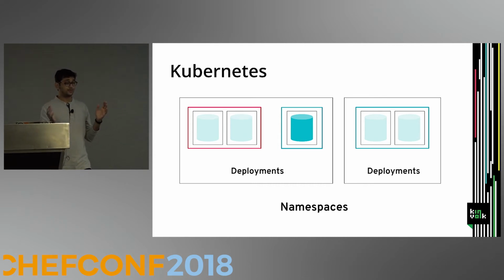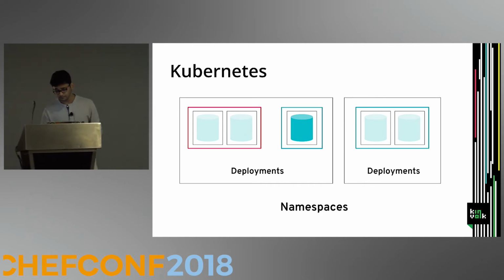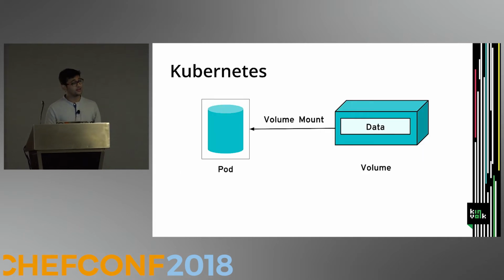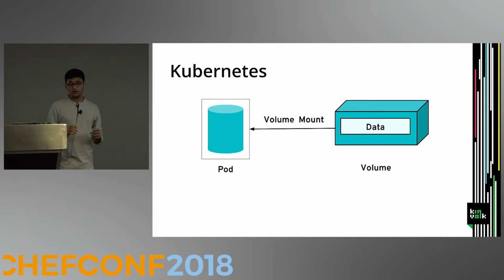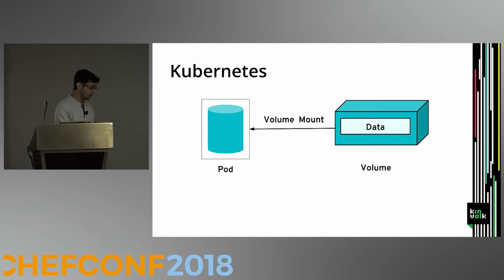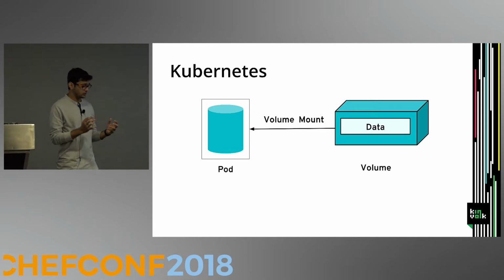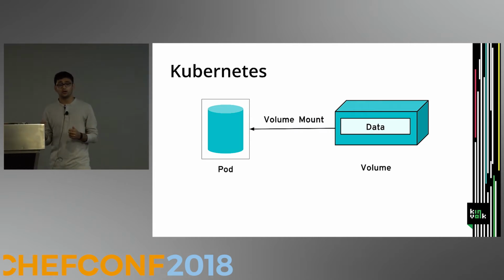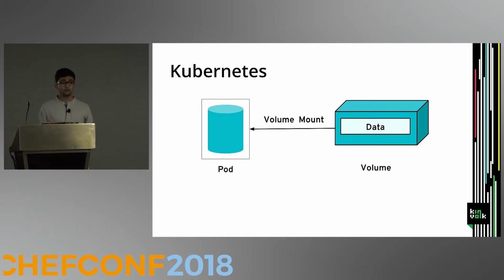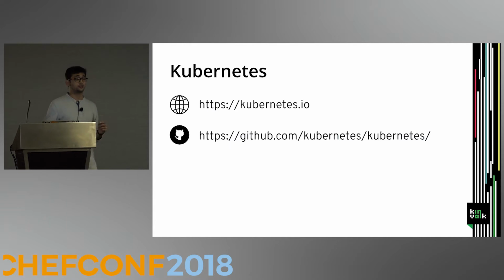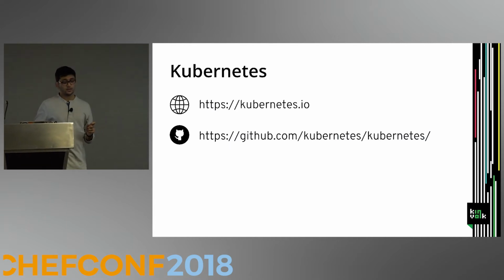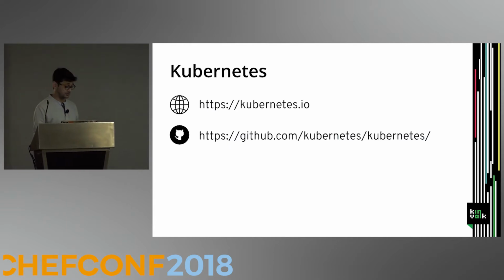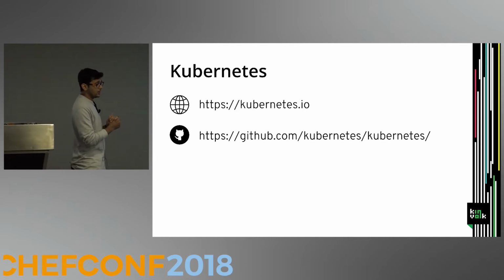Objects in different namespaces cannot interact with each other. The last concept about Kubernetes we'll be talking about is Kubernetes volume, which is an external storage that is mounted onto a pod using a volume mount. This tells Kubernetes that a particular data directory is available at a particular path inside the pod. That brings us to the end of this section on Kubernetes. You can find out more on Kubernetes on kubernetes.io or the GitHub project page.